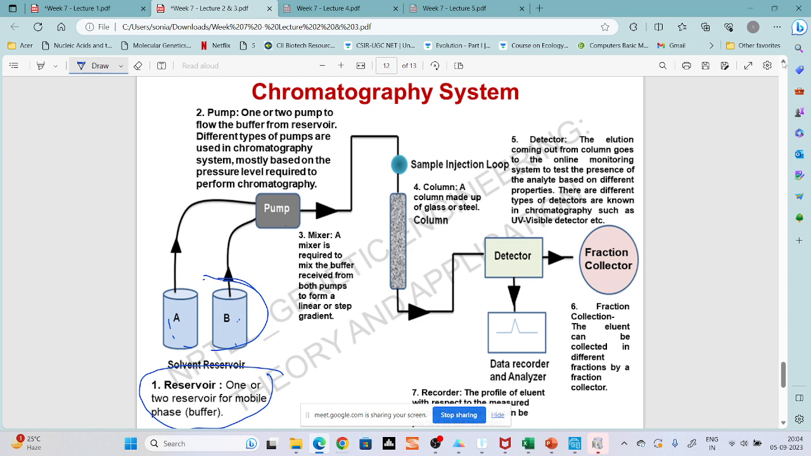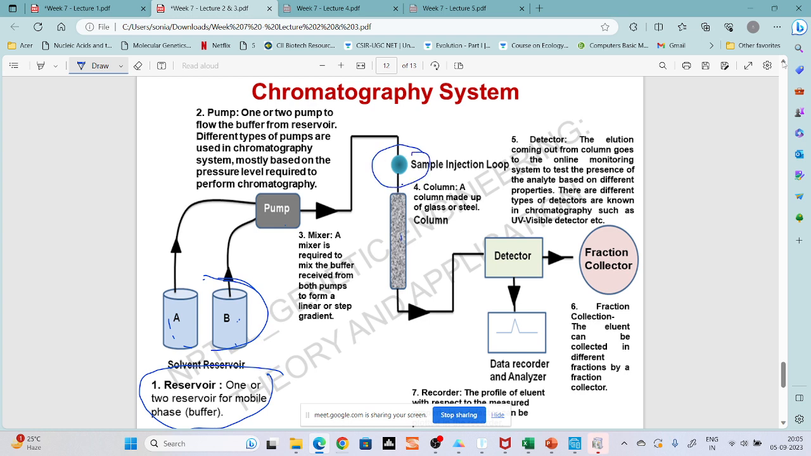Now depending upon your experiment, depending upon what you want to purify, you can have one mobile phase or you can have a mixture of mobile phases. Suppose I just want to use one mobile phase, then only this mobile phase will go inside the column. But if I want to use a mixture of mobile phases, then they will get mixed here and then inserted into the column. It depends. Now this is your sample injection port.